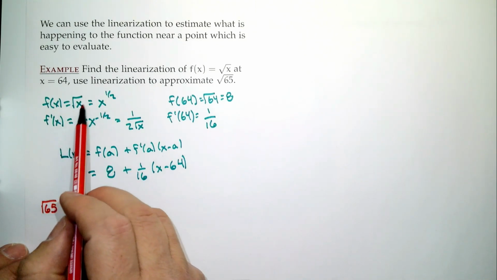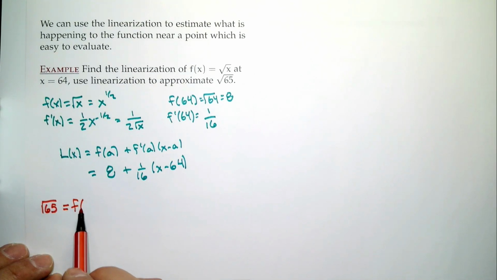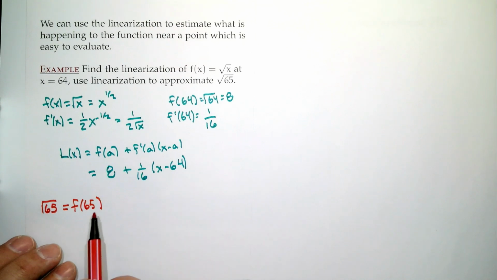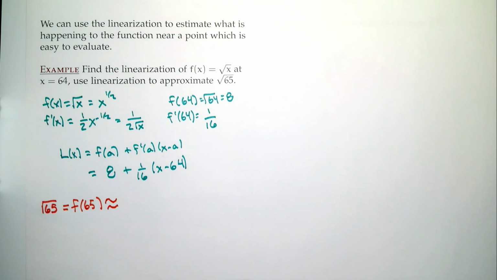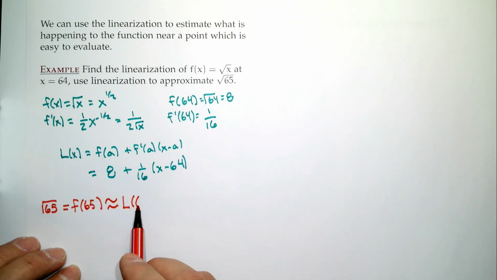Well, notice that we have the square root function. So I can think of the square root of 65 as what happens if I plug 65 into my function, because that's what it is. The square root of any number is f of that number, because the f function is the square root function. So now comes in linearization. Linearization says, hey, I'm a pretty decent approximation if I'm not too far off. And 65 is reasonably close to 64 to give us some insight. So I can say that the function at 65 is approximately what the linearization is at 65.